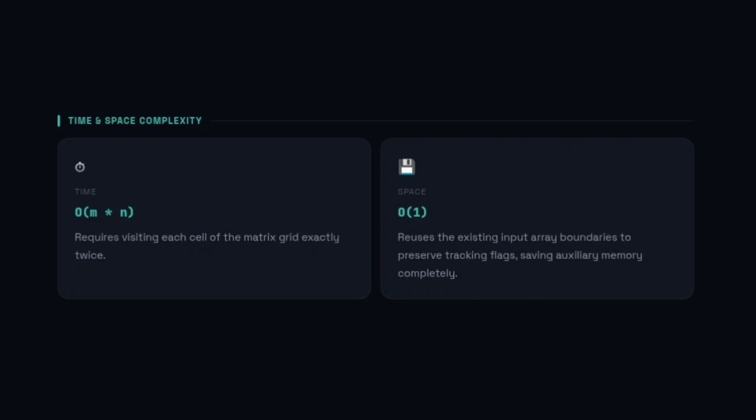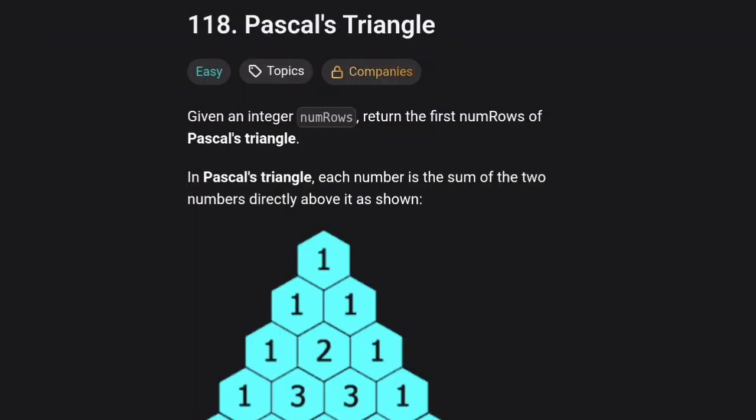Now the next problem, Pascal's triangle. So here's the idea. The idea is actually very simple. Each row starts and ends with 1. Now the middle values, they come from the previous row. Okay, each value is just the sum of the values directly above it. So instead of thinking formula, we just think let's build it step by step.